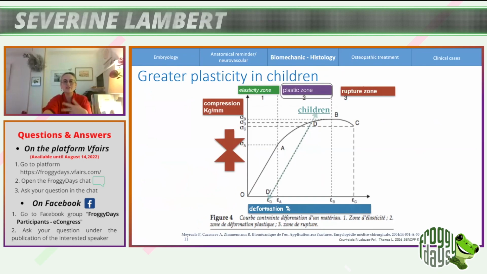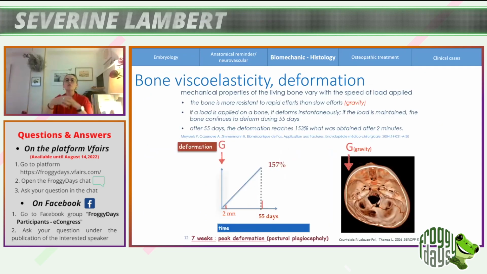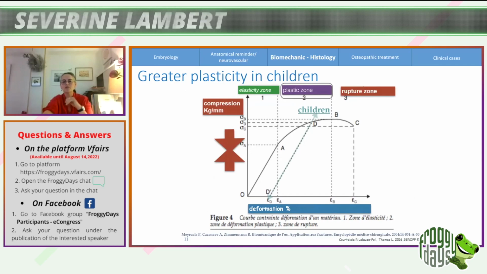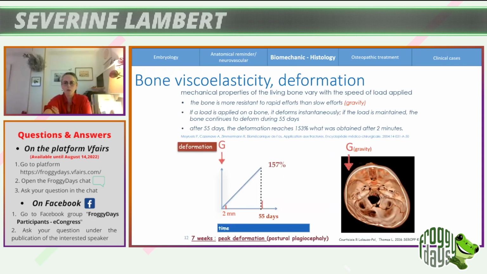It's just like the elasticity and viscoelasticity, which is really important. We are going to implement some new techniques with mechanical properties of living bones and see how we can reestablish gravity and how things are going to change very clearly. That's really important. There is a change in 55 days in the face, with the greater plasticity of children, and after 55 days we see a big change, 157% of change as far as the postural muscles and also bones are concerned.